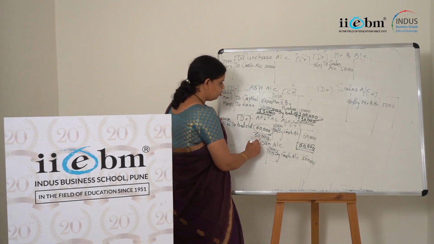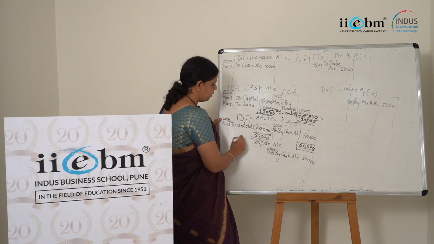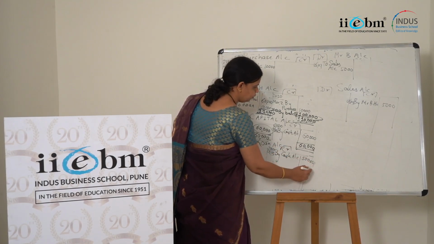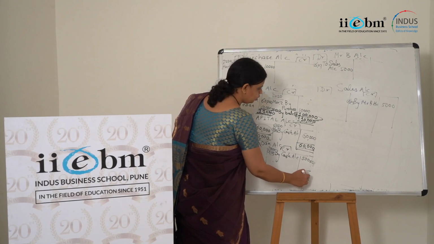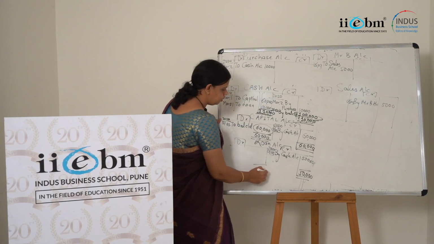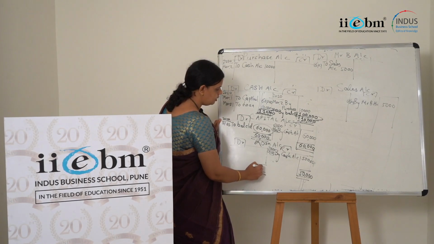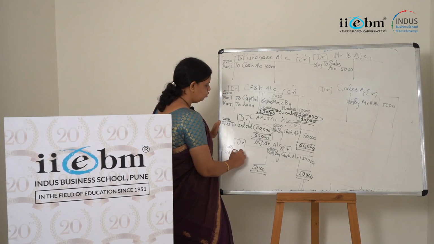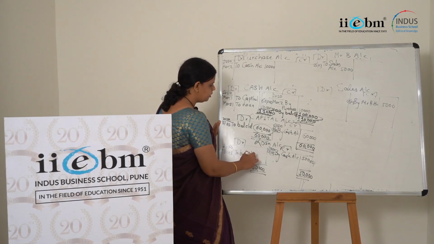Okay. Now if I close loan account, there is nothing on the debit side of loan account, and what is there on the credit side of loan account? 50,000. So make the total of this 50,000 here, and I can write down 31st of March. What I can write down? To balance carried down. What is the amount?